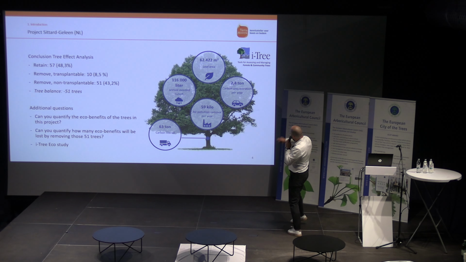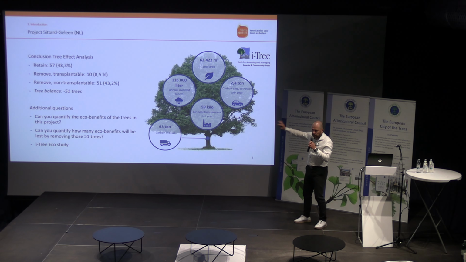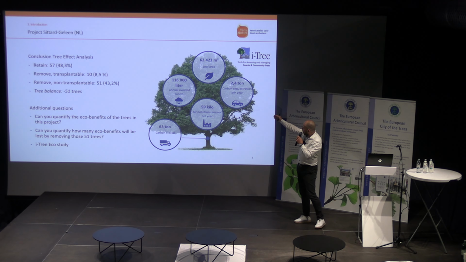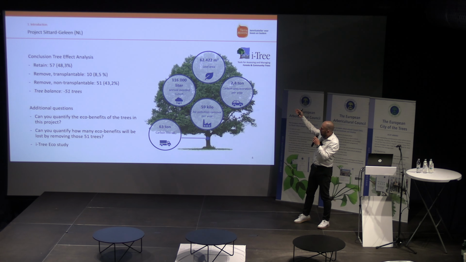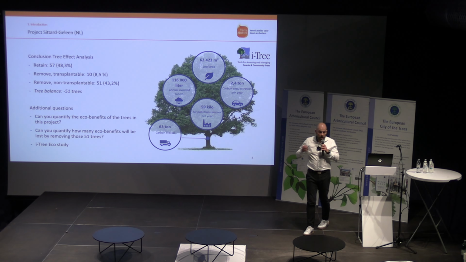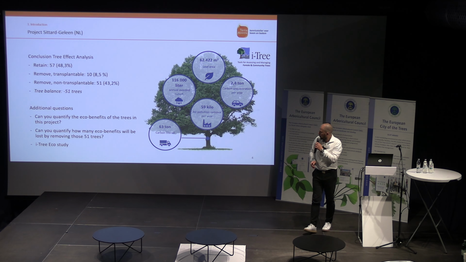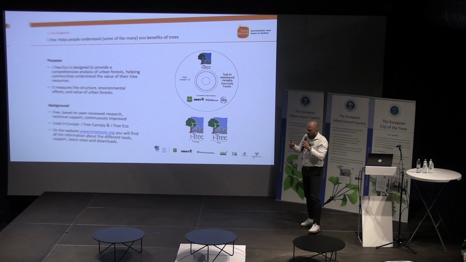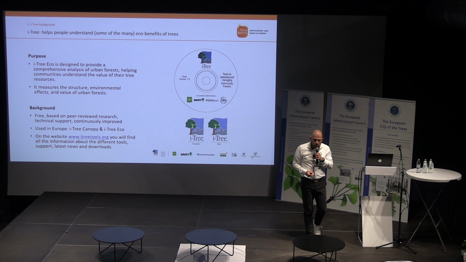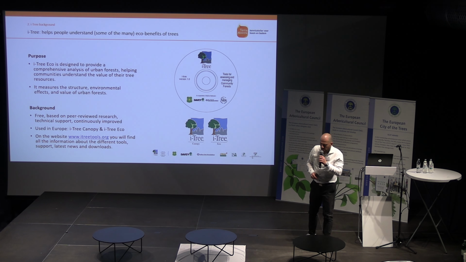And here you can see the overall result. So we analyzed these 118 trees, and these figures show how much carbon is stored, how much avoided runoff of water, how much leaf area in square meters, etc. Large numbers, and I will come back to these numbers later in my presentation. Because first I want to go a little bit into the details of what is i3.